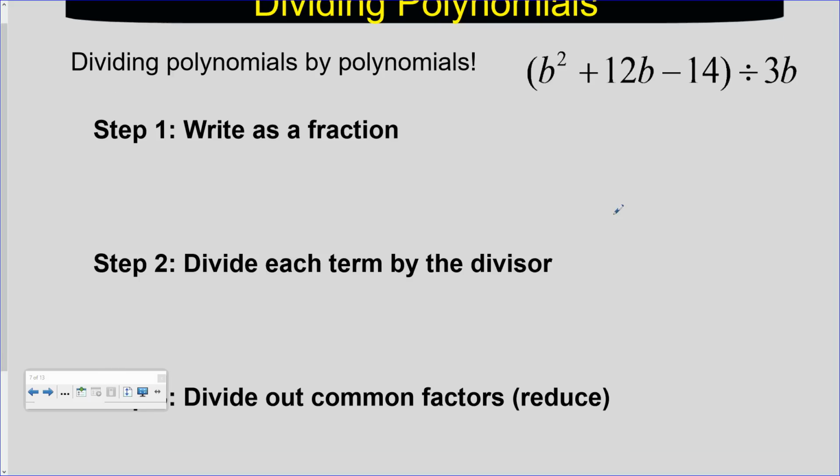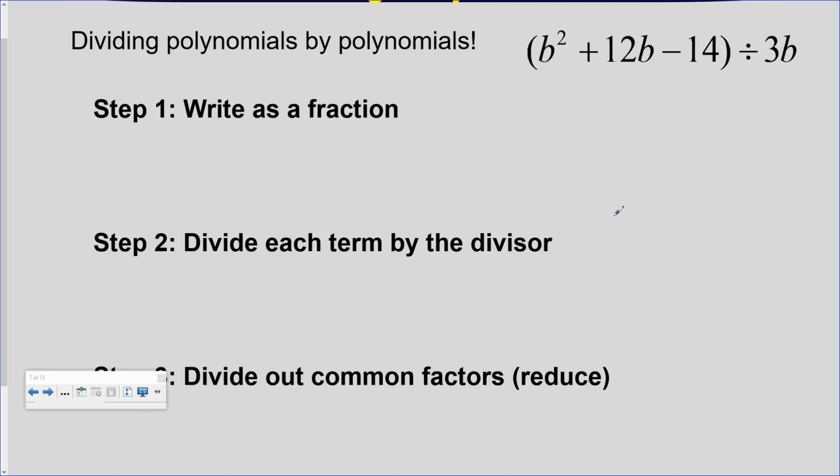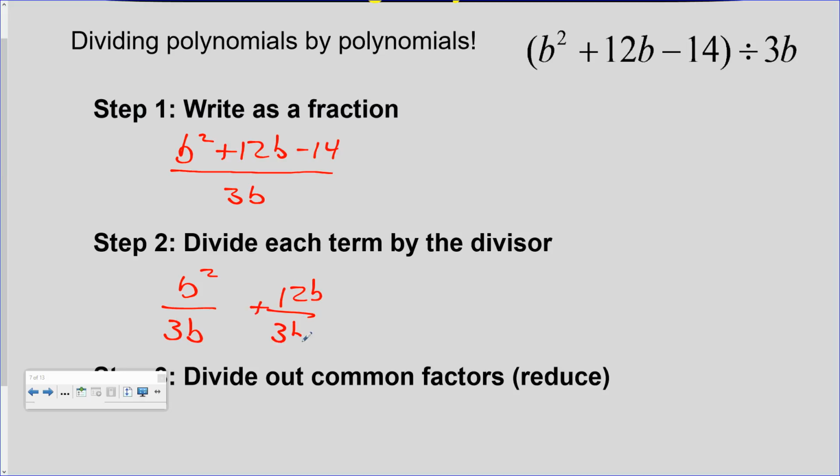Same process, different question. Okay, so we're starting with b squared plus 12b minus 14. We are going to write that as a fraction for step 1. b squared plus 12b minus 14, all divided by 3b. Then we're going to break it into 3 individual fractions so we can divide one term at a time. Because they all have the same denominator, we can do this. It's like adding fractions in reverse, right? We took a simplified fraction and put it into several fractions that have a common denominator.